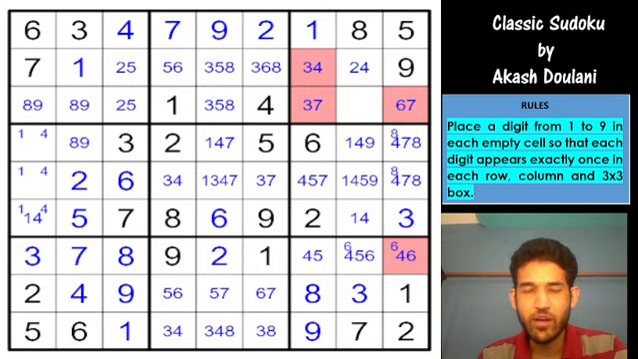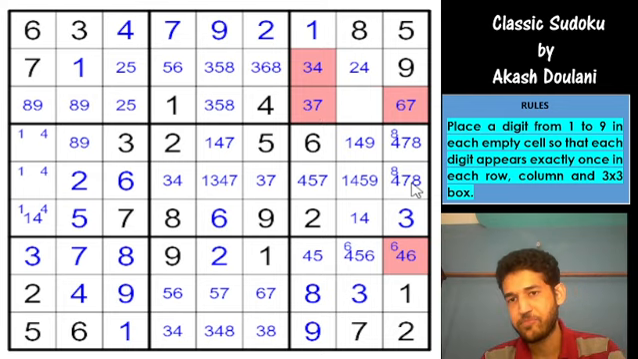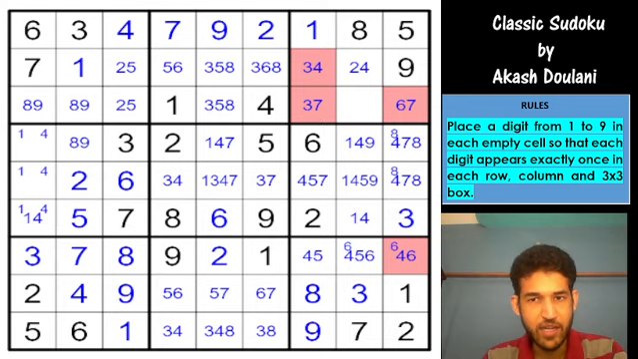So when you see such a situation, always try to be on the lookout if there is some chain. Now I established that there is a chain here. So, what is that chain doing? It basically means that 7 must be in one of these cells.